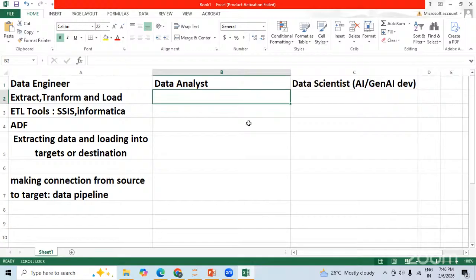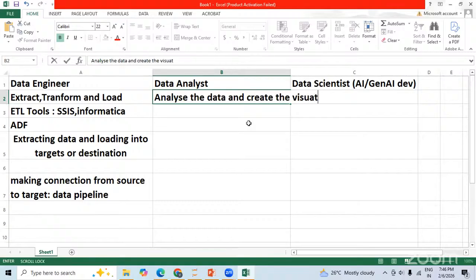So what is a data analyst? A data analyst will normally analyze the data and create visualizations and reports.